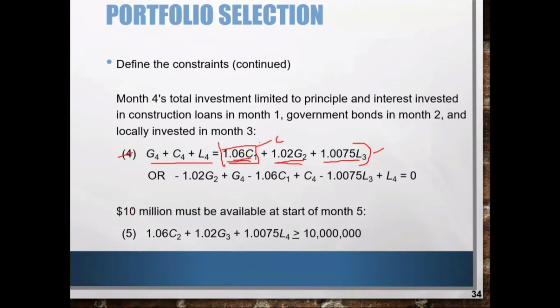Next, the problem states that 10 million must be available at the start of month 5. Since this is month 4, at the beginning of month 5 we need to have 10 million available. So it should be greater than or equal to 10 million: the month 2 rate plus the government bonds month 3 rate plus the 4th month local investment.